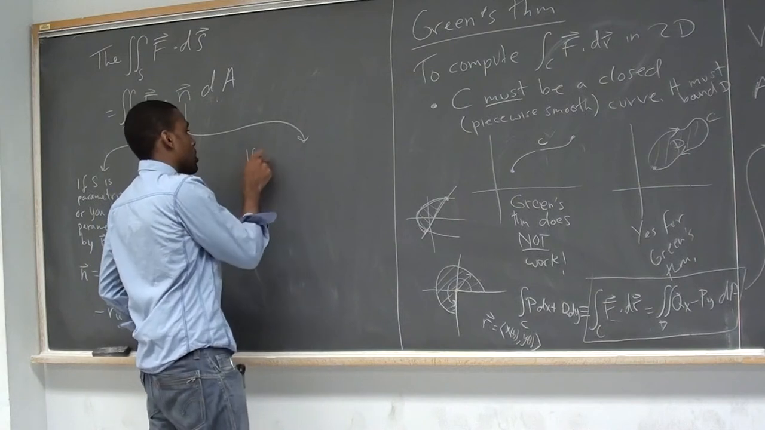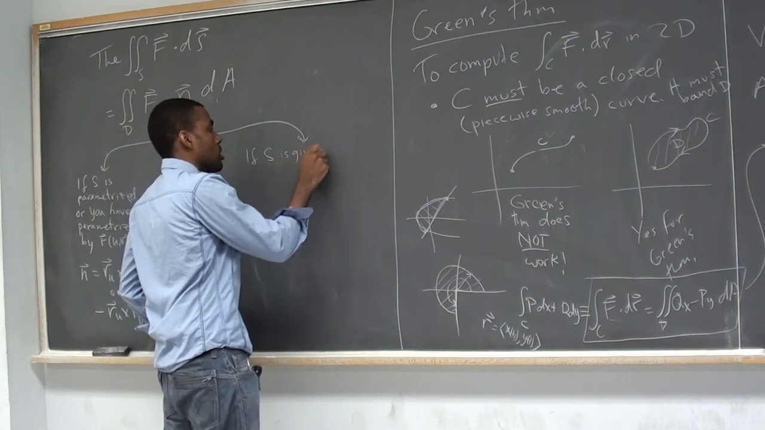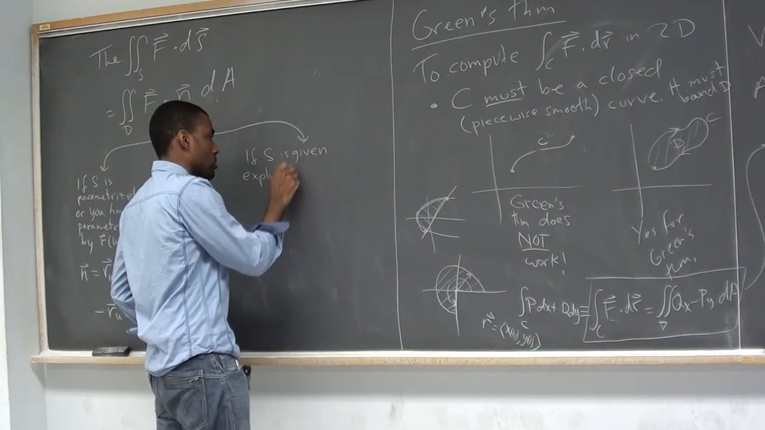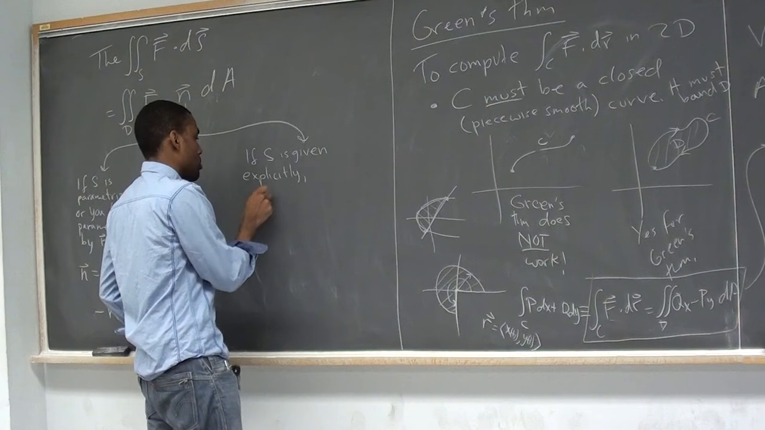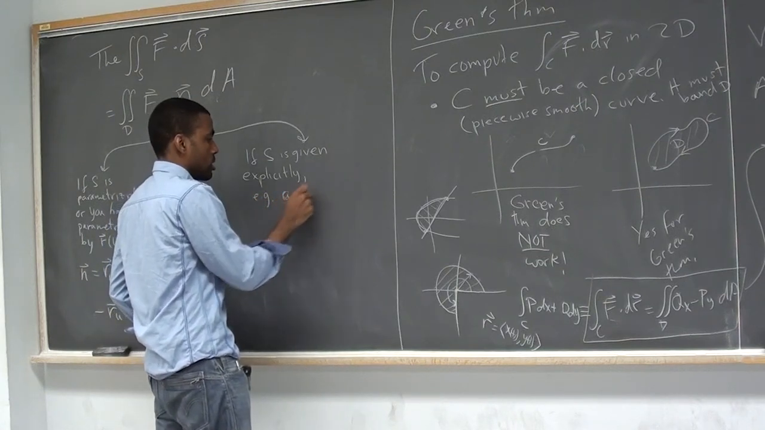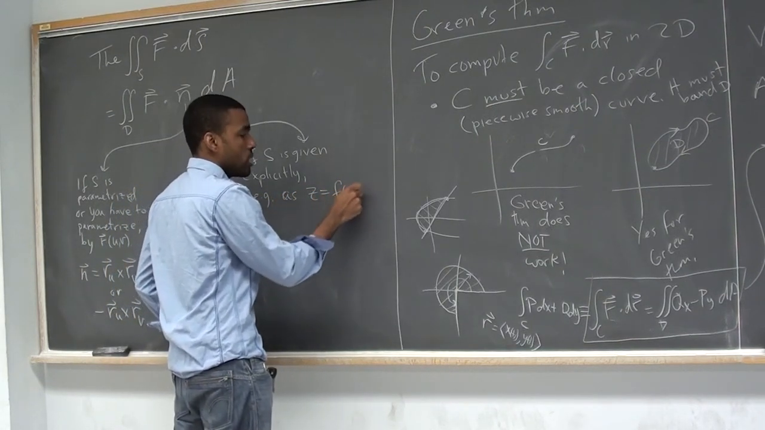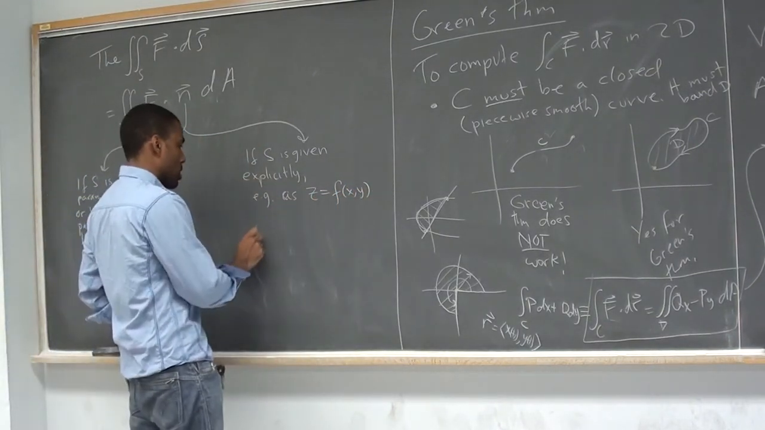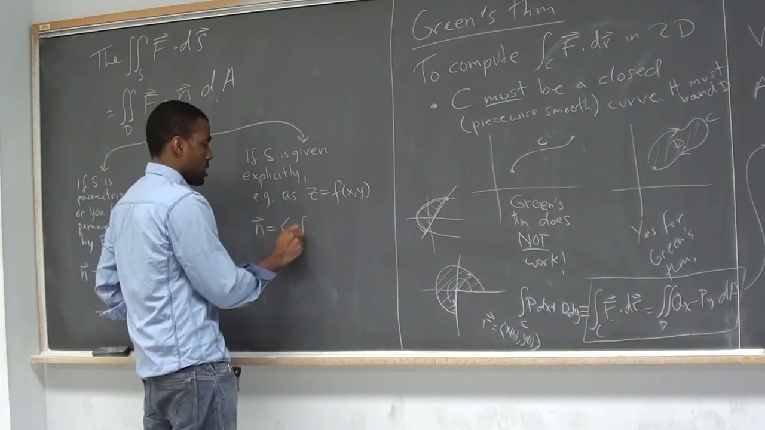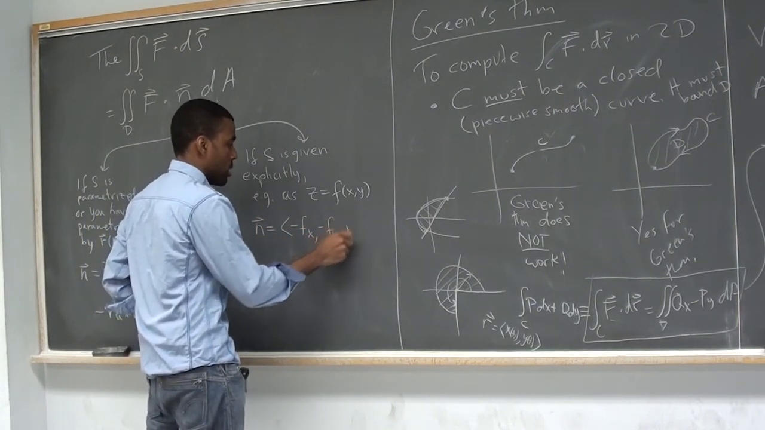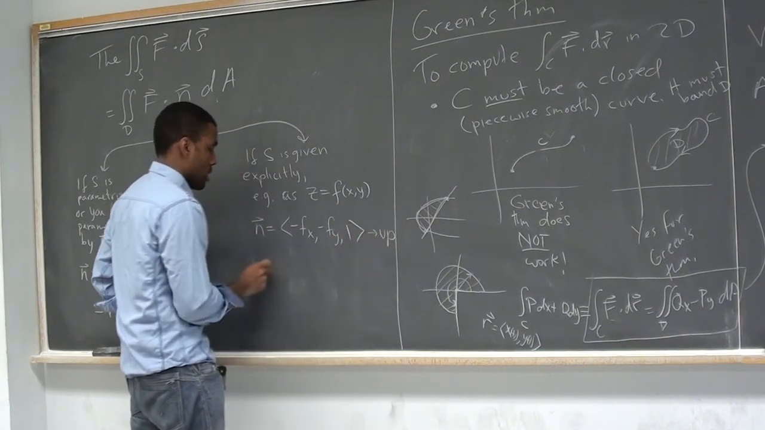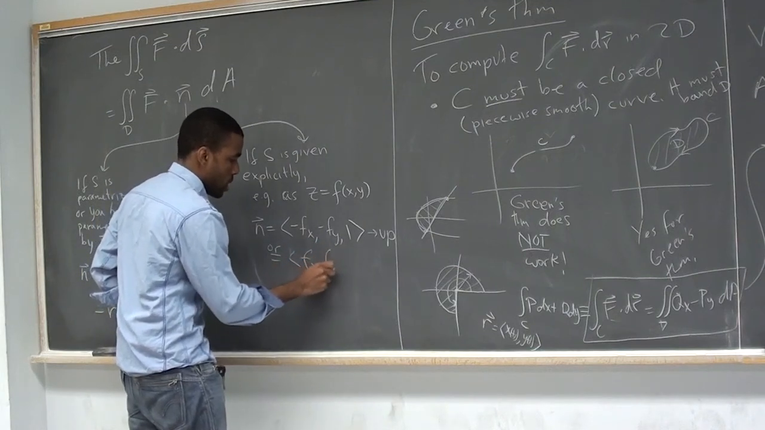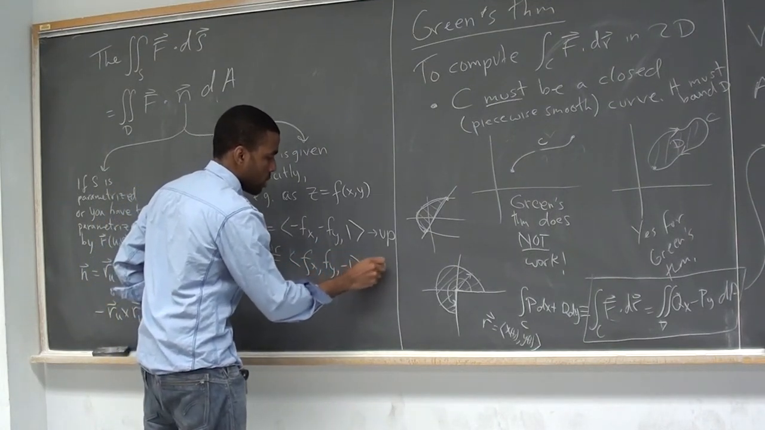If S is given explicitly, for example as z equals f of x, y, meaning once you can solve for one of the variables, you can do it this way. Your n would be minus fx, minus fy, positive 1. This is for up. And it would be fx, fy, negative 1 for down.